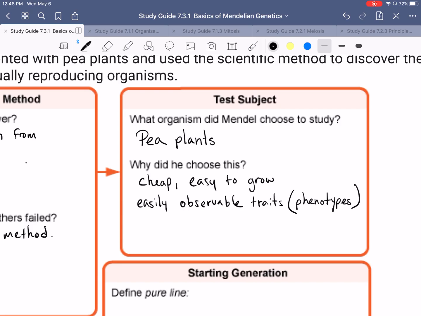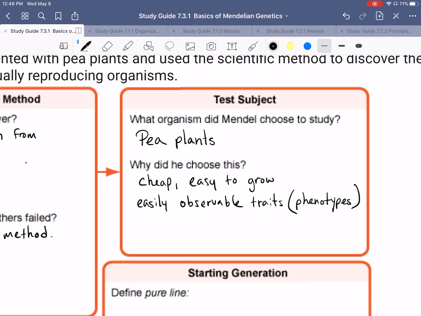So now we'll go on to page number 5. Crossing pure lines. When two pure lines are crossed, offspring all look the same. An experiment that produces reliable results must have a control group. Mendel started his experiments with a group of plants that all had the same version of a particular trait. Each group was what he called a pure line.